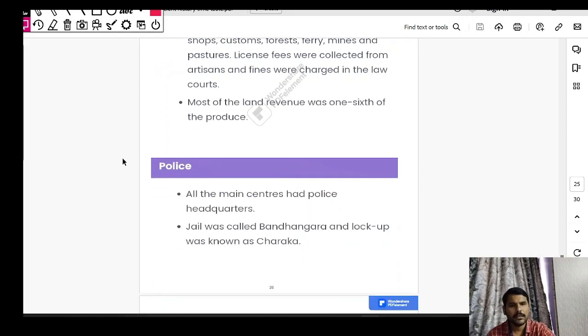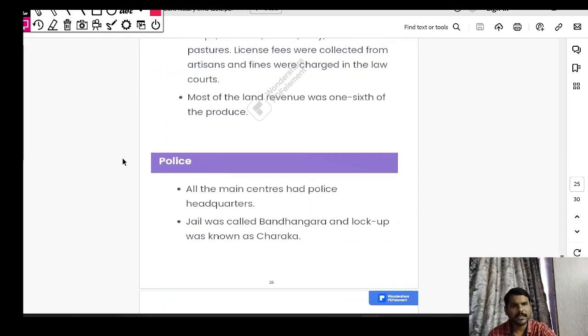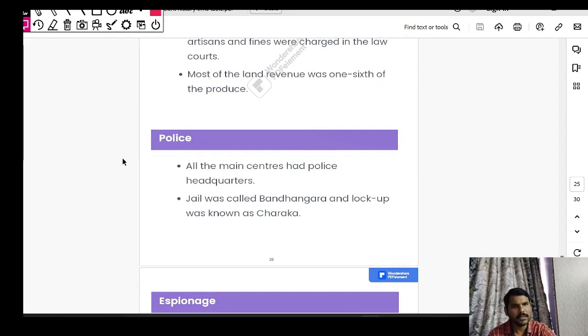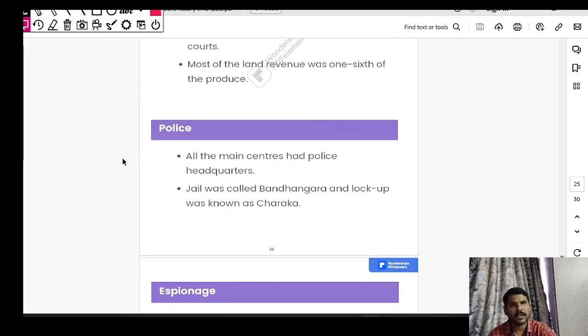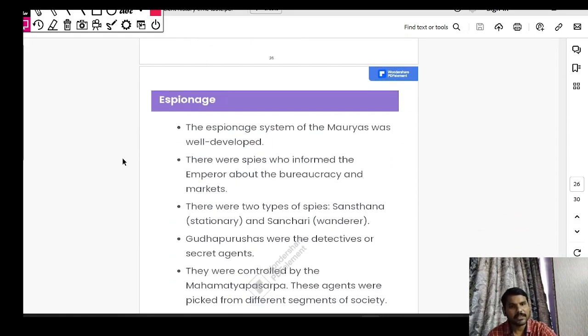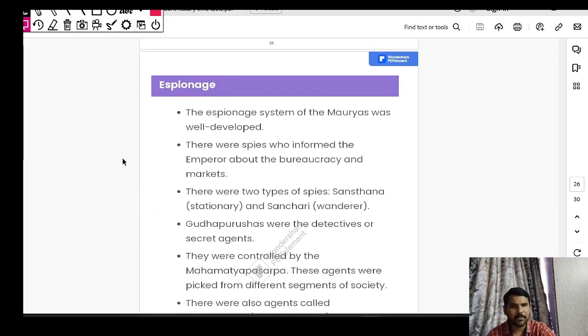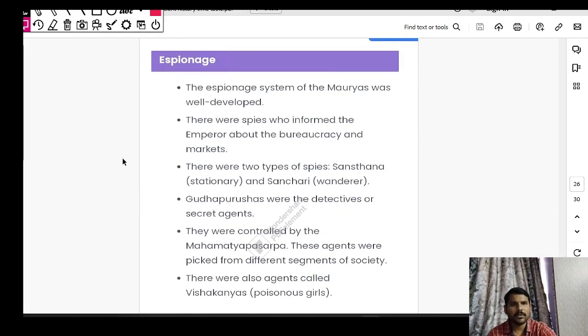So police also. All the main centers had police quarters. Jail was called Bandagara and lockup was known as Charaka, common knowledge. And there was a department of espionage, which was very important also, because you need spies to inform the king about what is happening. Is anyone doing corruption, or is there going to be any revolt?